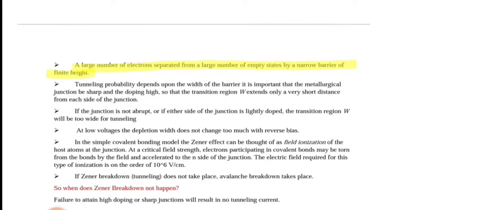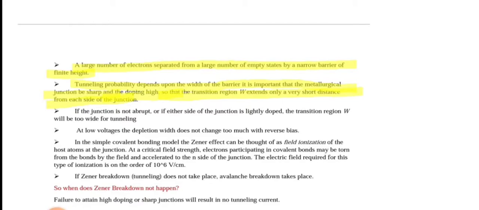Second one, tunneling probability depends upon the width of the barrier. It is important that the metallurgical junction be sharp and the doping is high. So the transition region W extends only a short distance from each side of the junction. So what are all these things? The width of the barrier W should be small, since this tunneling process depends on the width of the barrier. So the metallurgical junction should be sharp.